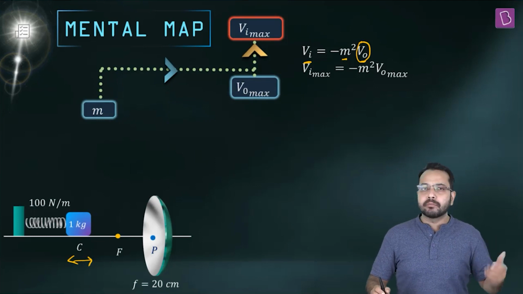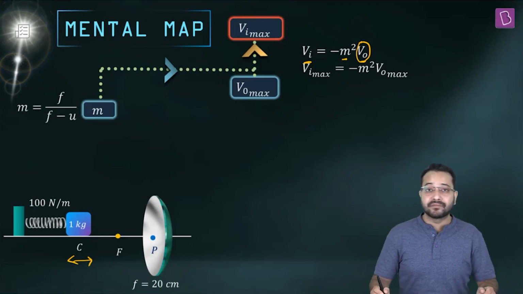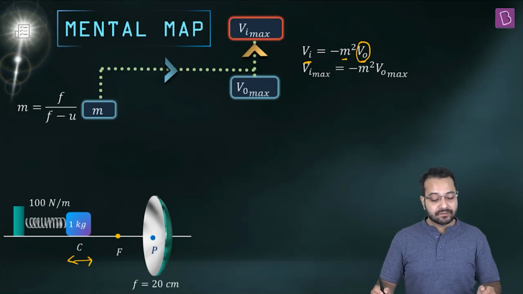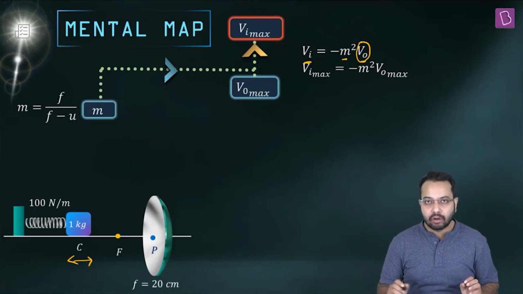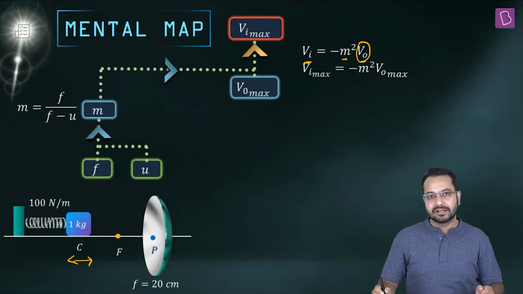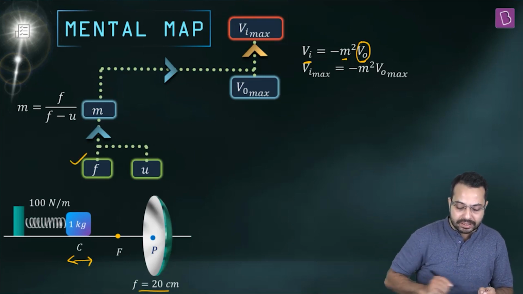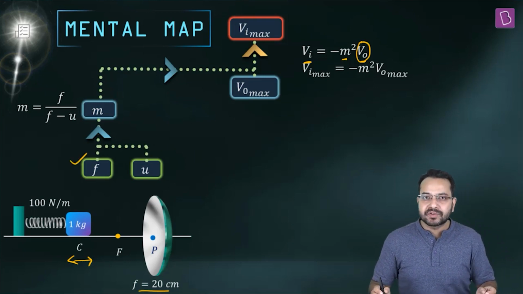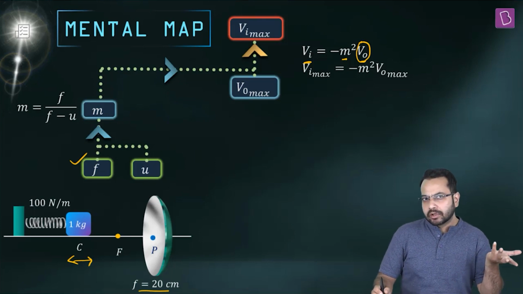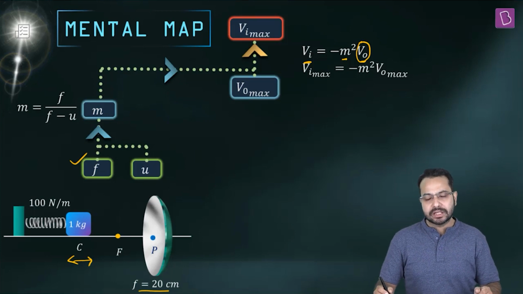Okay, let's talk about magnification first. What do we know about magnification? How do we calculate magnification? Very simple. Magnification for spherical mirrors is f upon f minus u. So logically, what are the two things that I would require? I would require focal length. I will require object distance. Okay. Do I know the focal length? Yes, I know the focal length. So this is sorted. Do I know the object distance? Probably not. Not at this stage. Okay. Let's see. Let's move to the next part.